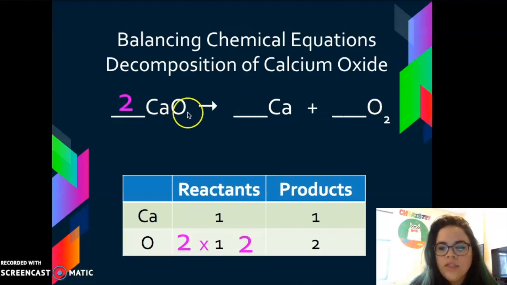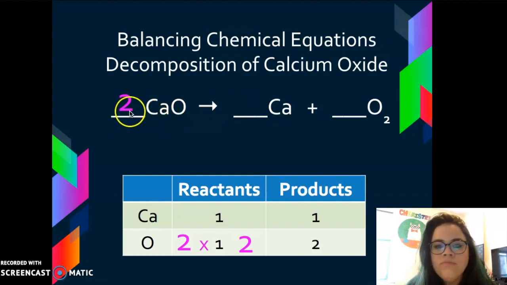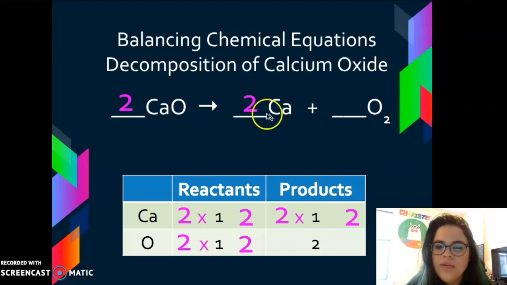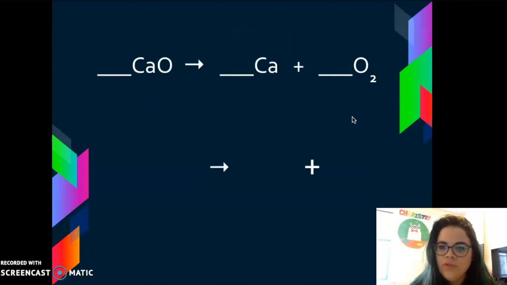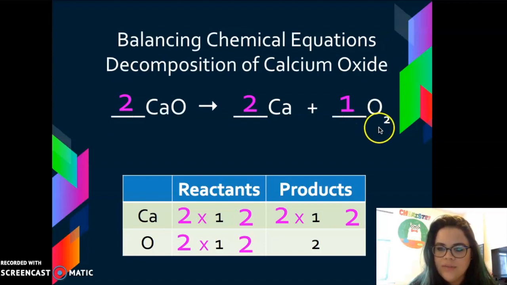But in addition, we also doubled the calcium. So you're going to say, how many calciums do I have before? 2 times invisible number 1 is 2. So I also need to place a 2 right here to account for the 2 calciums and the 2 calciums. Check your reaction. How many calciums do I have before? 2 times 1 is 2. After, 2 times 1 is 2. Oxygens, 2 and 2. You could stop right there, or if you need to finish it, we can put a number 1 to show the balanced equation.